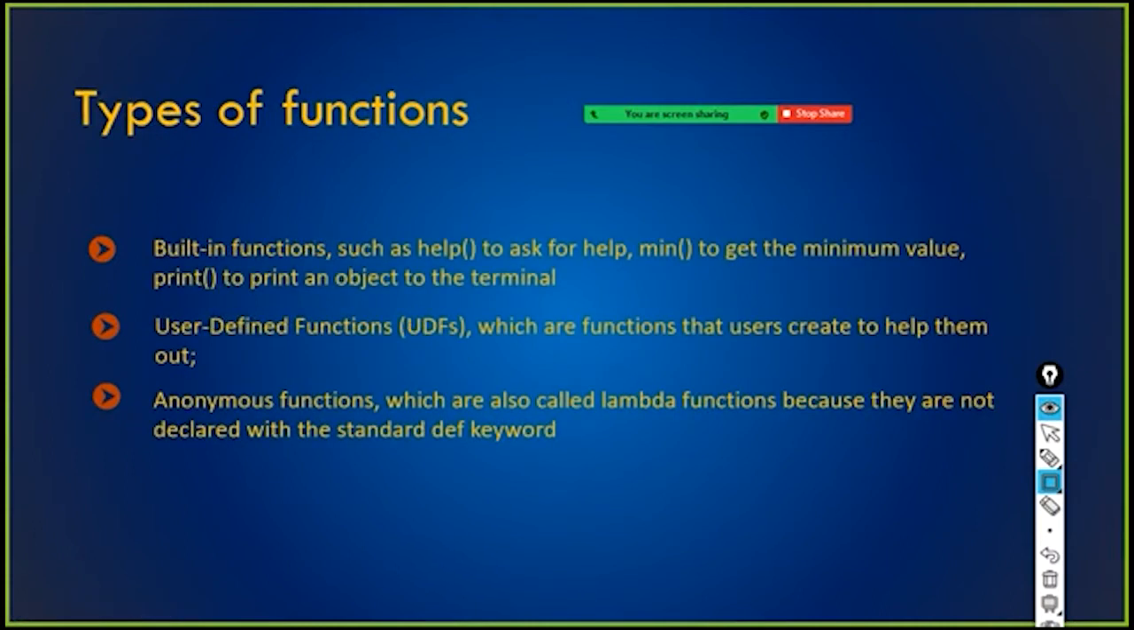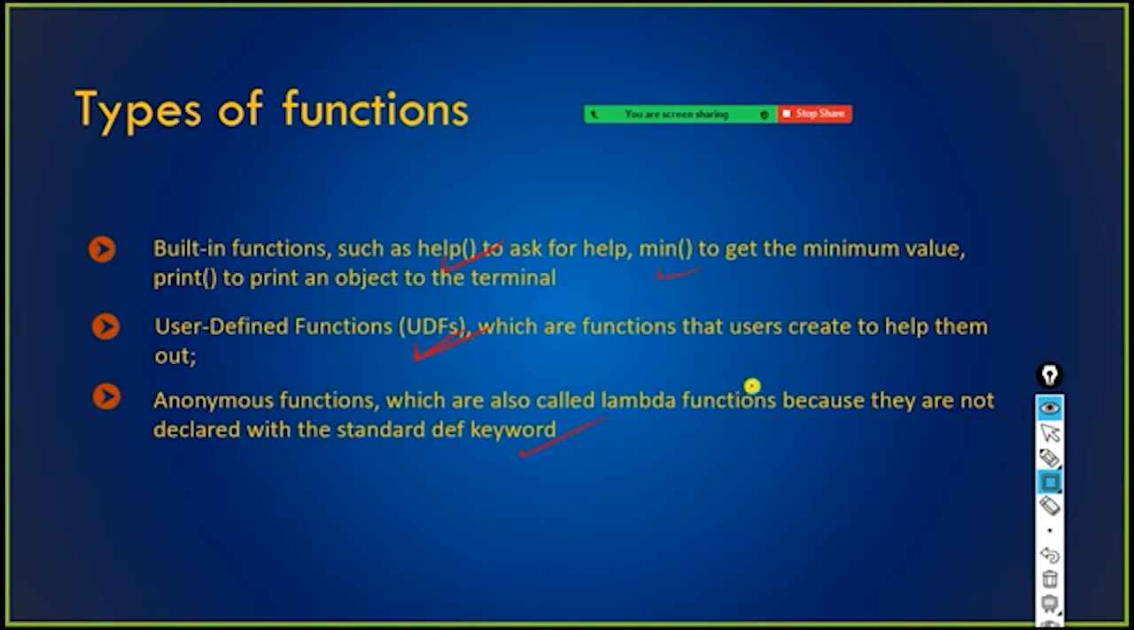And there are three types of functions. One is the built-in functions, something like help. In Python you can use the help function to find out help, the minimum function, the maximum function, and so on. These are your built-in or inbuilt functions. The next one is user-defined functions. As a developer, we are going to create our own function based on the logic or business rules given by our customers.